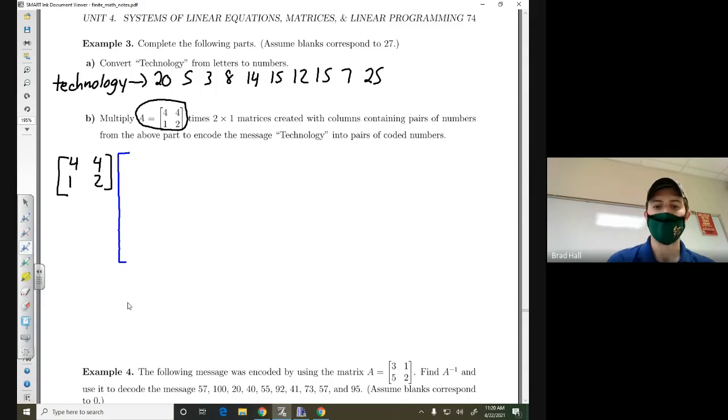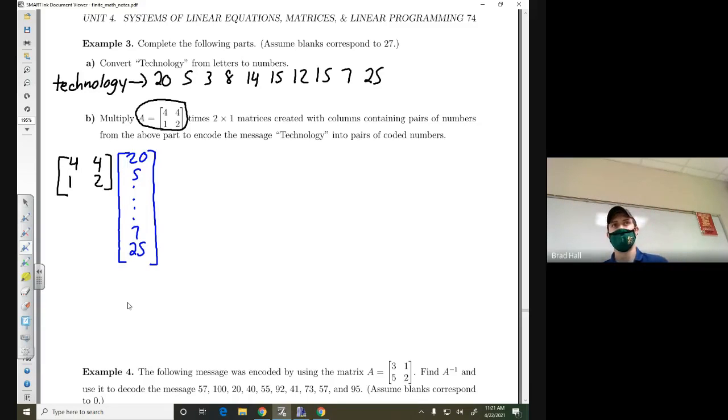If you try to multiply this 2 by 2 matrix by the word technology written as a column, like we did in the last example, your calculator is not going to be happy with this. In fact, it's going to tell you that there's an error. The reason why is that the matrix on the left is a 2 by 2, and the matrix you just drew on the right would end up being a 10 by 1, because there's 10 letters in the word technology. So the 2 and the 10 don't match up. So you cannot use this matrix.